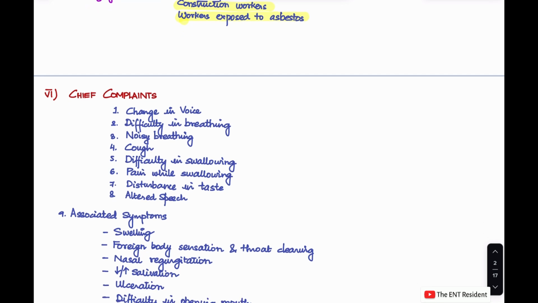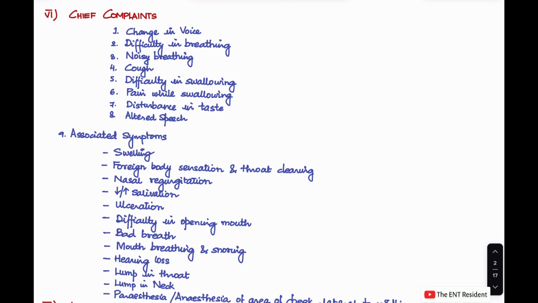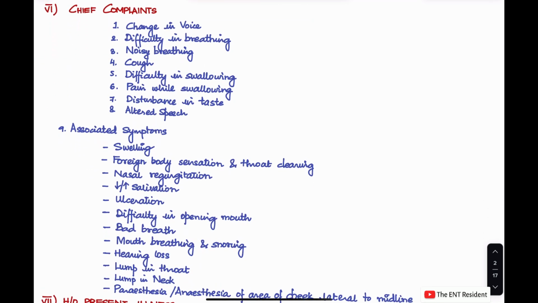Now we move on to the main part, which is the chief complaints. What are the complaints that a patient comes to you with? So there will be a few complaints which end up forming the chief complaint, and then there are some associated symptoms, which is something that adds up to the diagnosis. We'll be discussing each one of them.